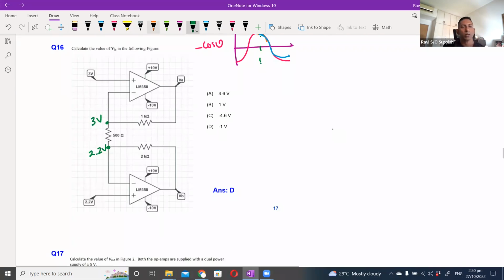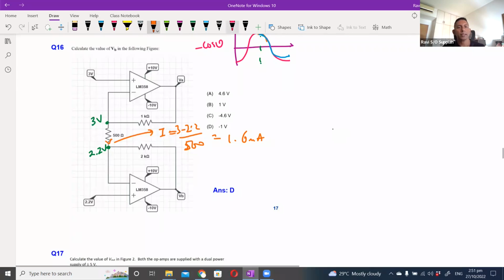All right. So what you want to find is VB. To find VB, since we know the voltage across the 5 ohm resistor, we can straight away say that this current I is equals to 3 minus 2.2 over 500, which should be giving me 1.6 milliampere.